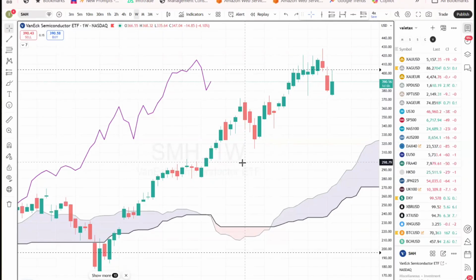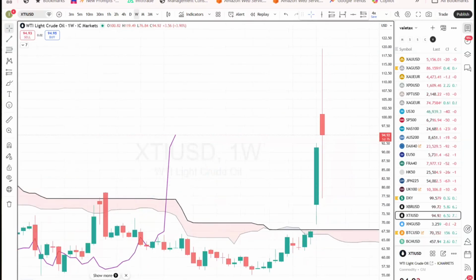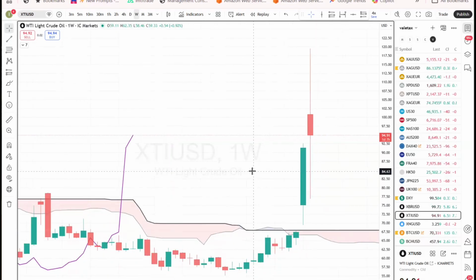So let's go through and look at some things. Any particular instrument you'd like to look at? No, not at all. So here's crude oil. Let's look at crude oil. And here's crude oil here.